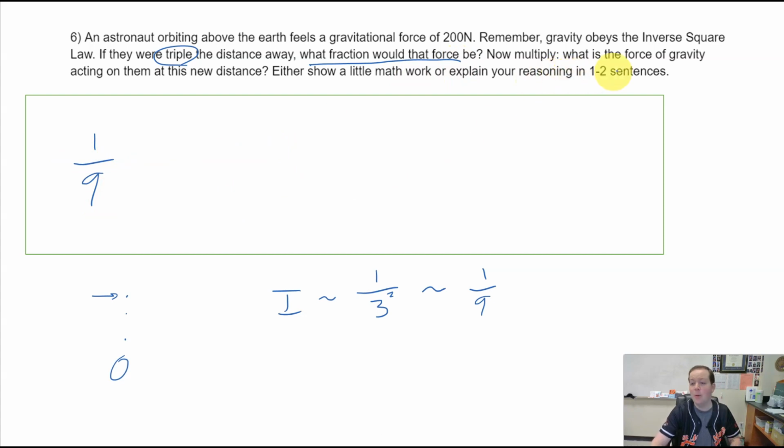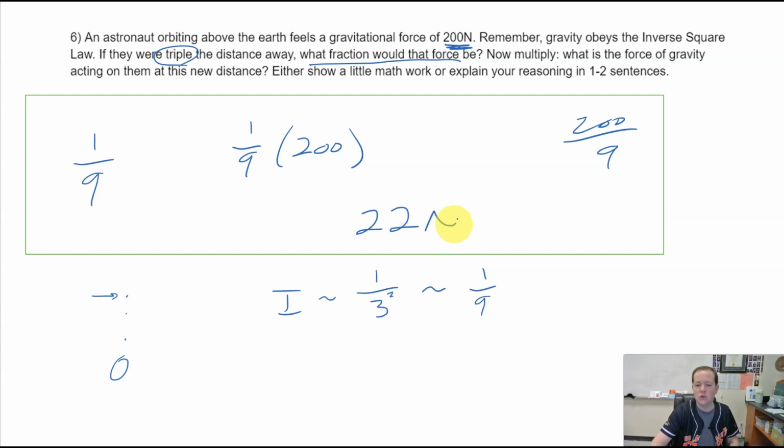Then it says now multiply what is the force of gravity. So what does this mean, 1/9? That means whatever the force of gravity is here, at this spot, triple the distance, the force should be 1/9 as much. Well, I know that originally the force was 200. So can you figure out 1/9 of 200? You might need a calculator, but sure. Notice this is the same thing as doing 200 divided by 9. You get an answer of around 22 newtons.